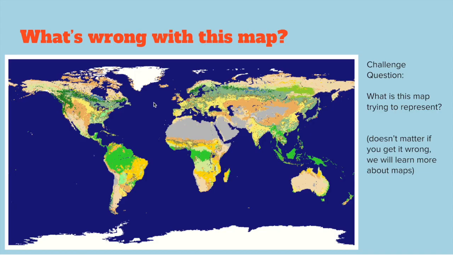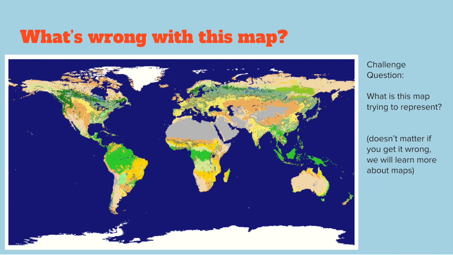Next, let's look at a map. There are a lot of things wrong with this map. It's not a good map. Well, maybe it's an incomplete map. Not necessarily, but that's what it could be. But I'm going to ask you, what's wrong with this map? Why is this a bad map?